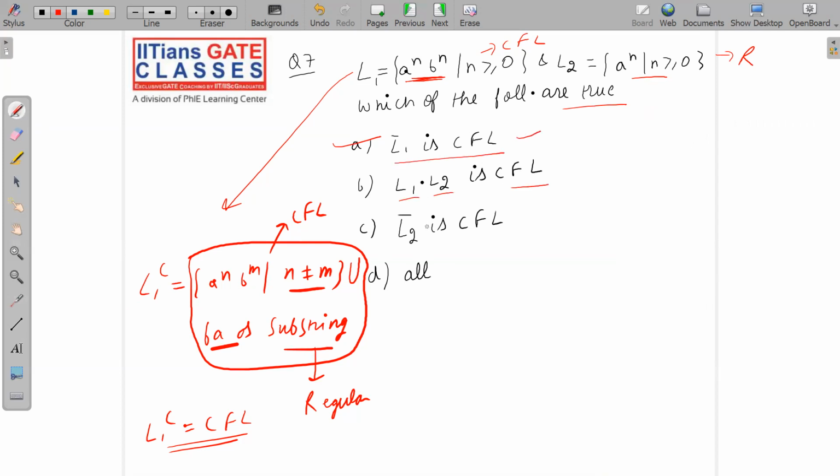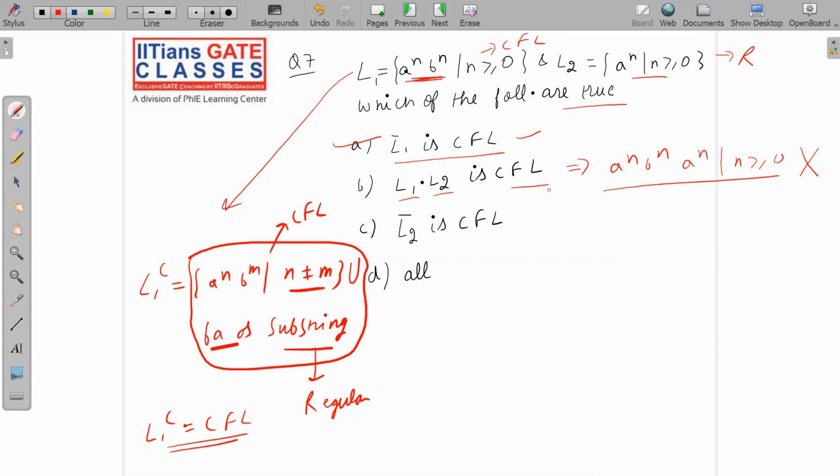L1 dot L2 will be CFL. Tell me about this thing. L1 dot L2 will be CFL or not? L1 is a power n, b power n. L2 is a power n. So should I write a power n like this, and I should say n is greater than or equal to 0? No, this is not the way.